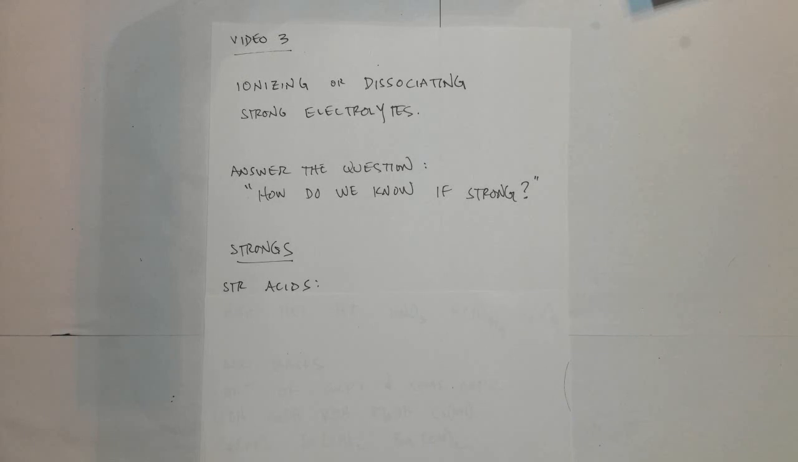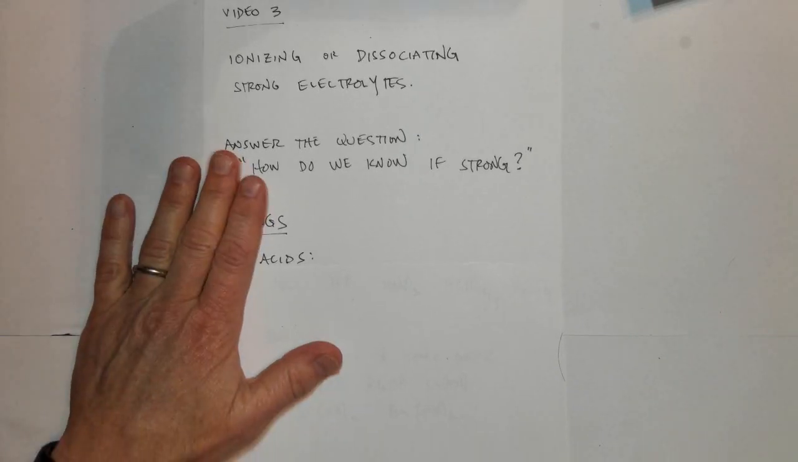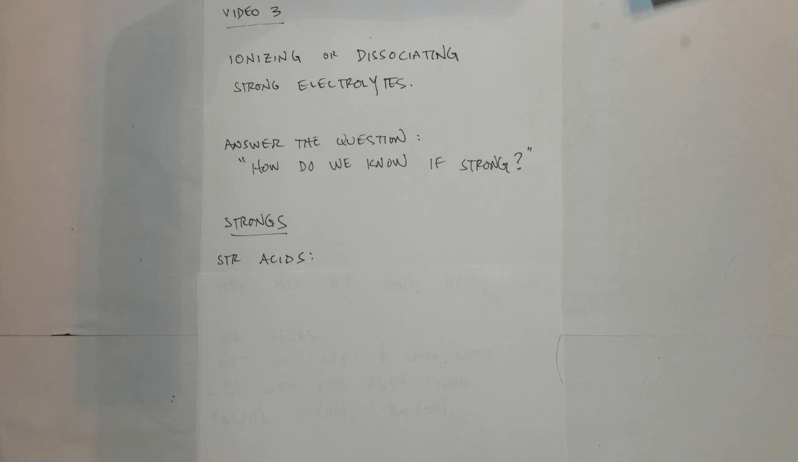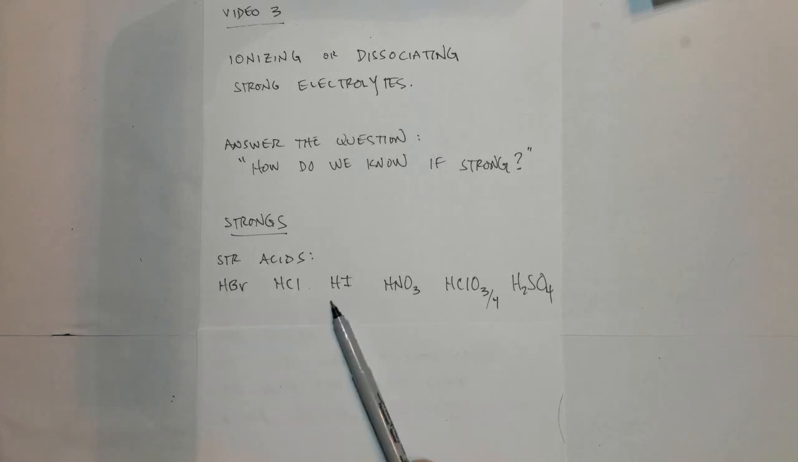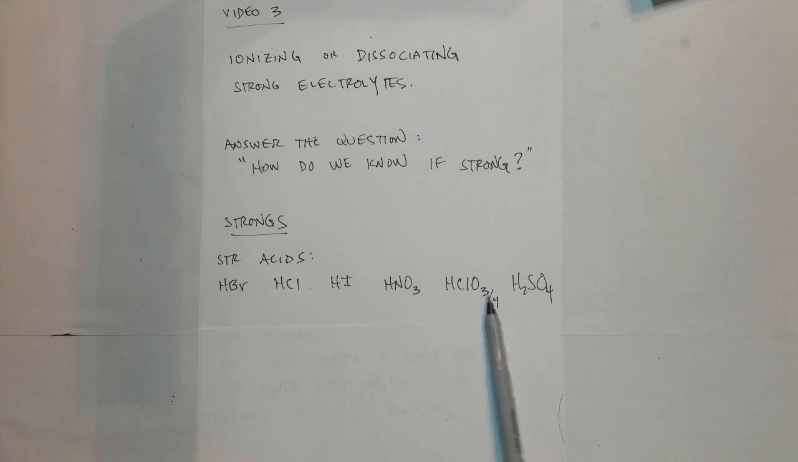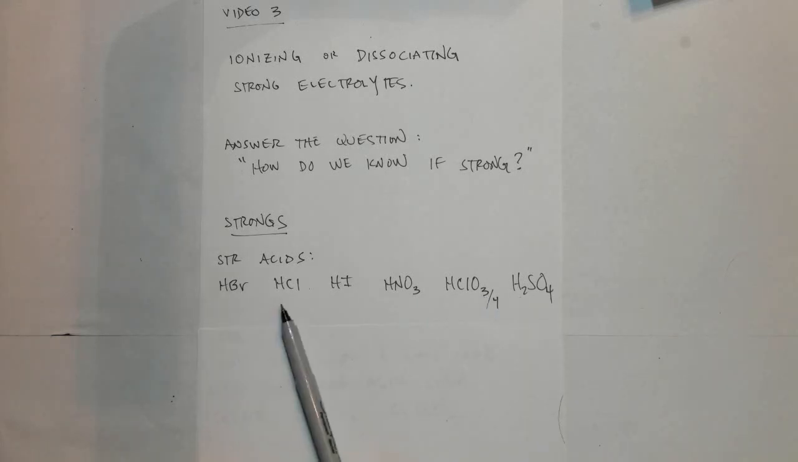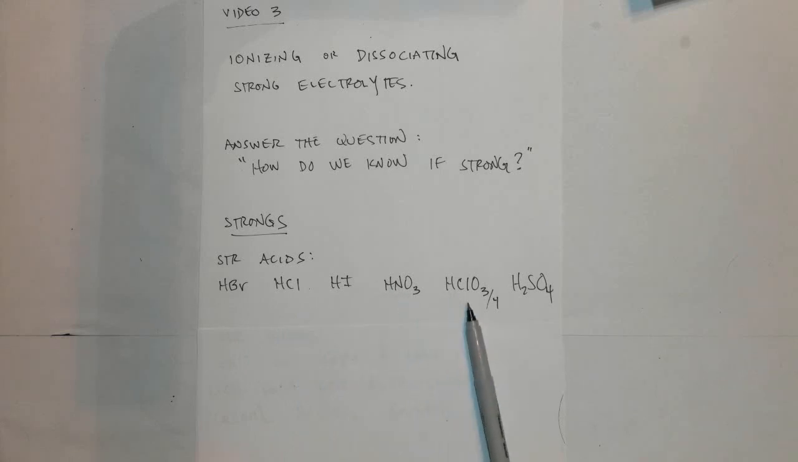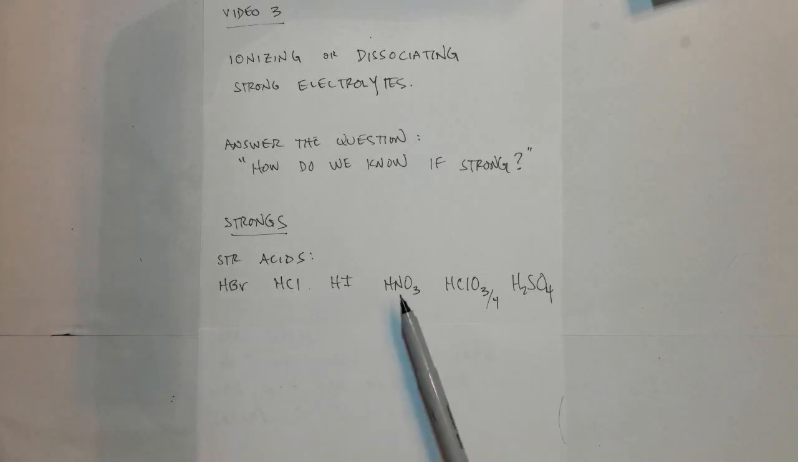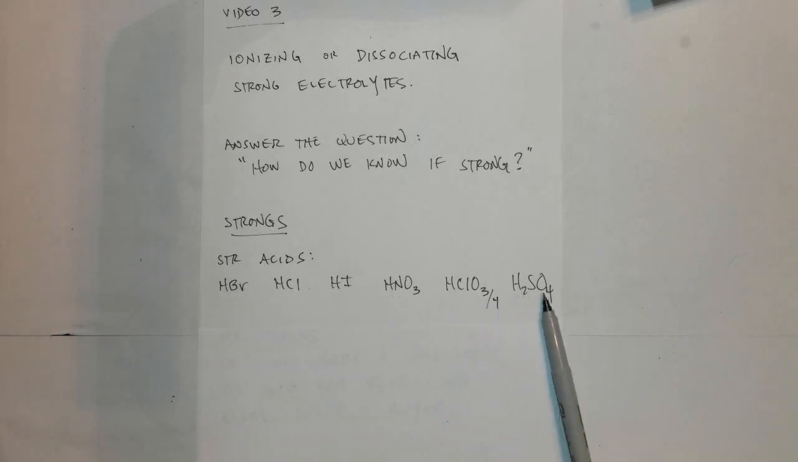So, the categories in the strong electrolytes are first the strong acids, and there are 7 of them. And you can memorize them pretty simply by doing the strong acid chant, which is Hyber, Hickel, High, Hono, Hickalo, H2SO4. So once again it goes Hyber, Hickel, High, Hono, Hickalo, H2SO4. Say it along with me this time. Hyber, Hickel, High, Hono, Hickalo, H2SO4.